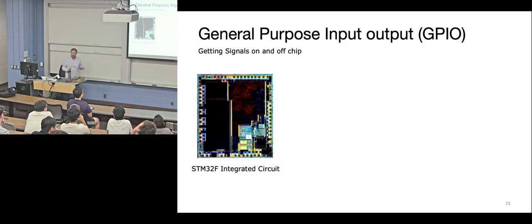So we'll talk a little bit about GPIO. It stands for General Purpose Input Output. And what I mean by that is a pin, a wire, that will have voltage go high or low. This is what we're trying to interface with the outside world. We're trying to turn the LED on or off. So this is an example of a chip.